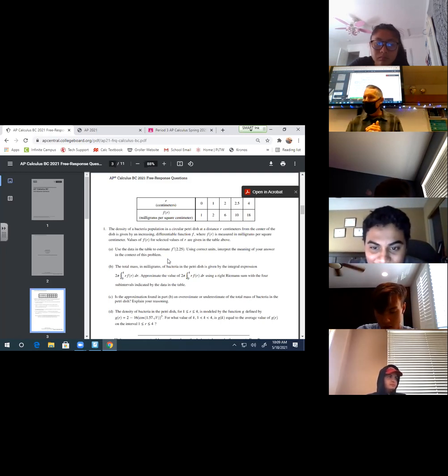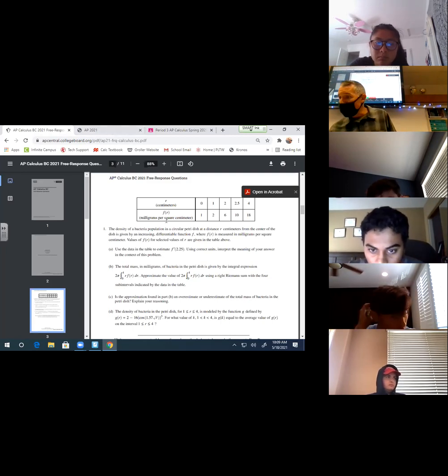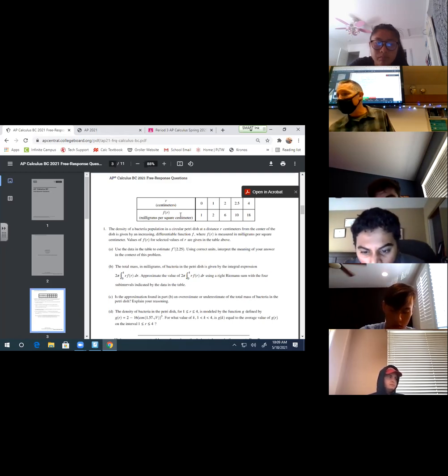So that's going to be milligrams per square centimeter per centimeter. So the rate that f changes as r changes is really what it is. So what is f? f is in milligrams per square centimeter.